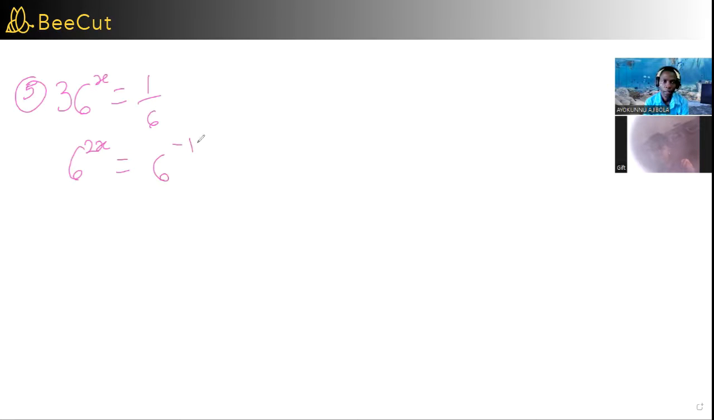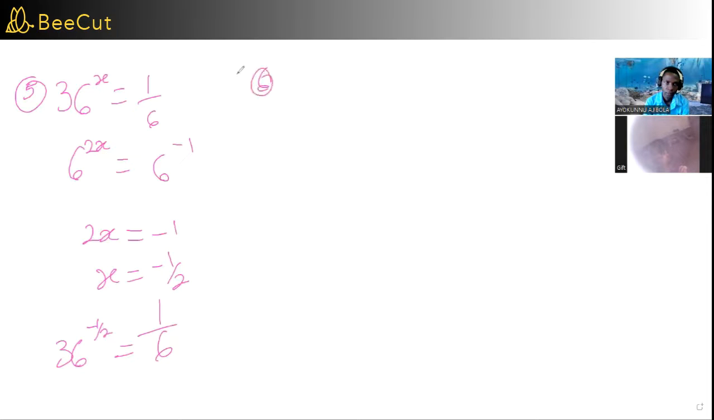Then we can equate the powers now. Since 6 is 6, then the powers must be equal. 2x equals negative 1, then x is going to be minus 1 over 2. So once x is minus 1 over 2, then we found it. Or we can rewrite it and say 36 raised to power minus half equals 6 raised to power minus 1, or 1 over 6 according to the question.